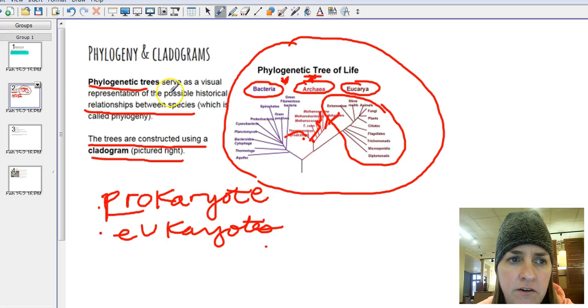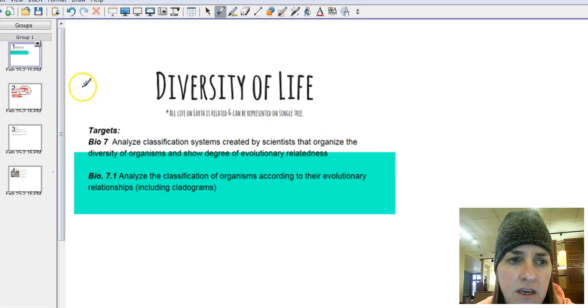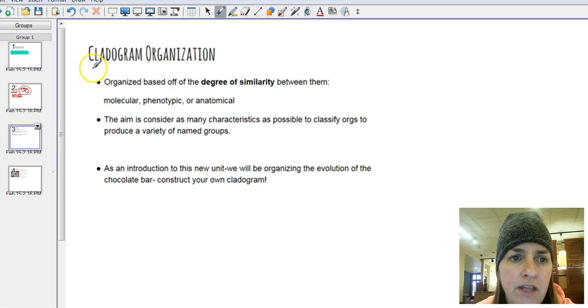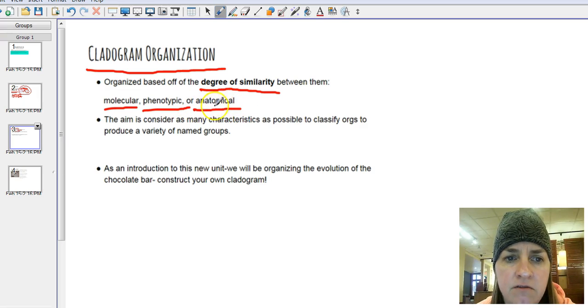So what I want you to understand here is the fact that there's lots of life on Earth, and we have to organize it. We organize it through the use of phylogenetic relationships, and we illustrate it through the use of a cladogram. The cladogram is organized in a way where it looks at degrees of similarity between groups of organisms. These degrees of similarity, the characteristics they could focus on, could be molecular, phenotypic, anatomical, or a combination of all of those. Basically, it aims to consider all the characteristics that they can find.